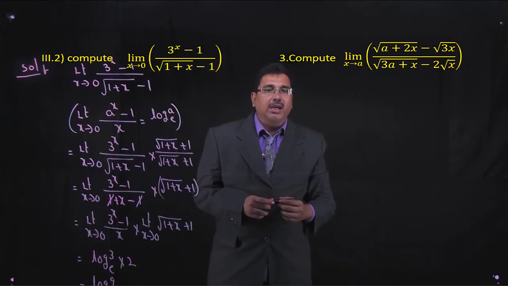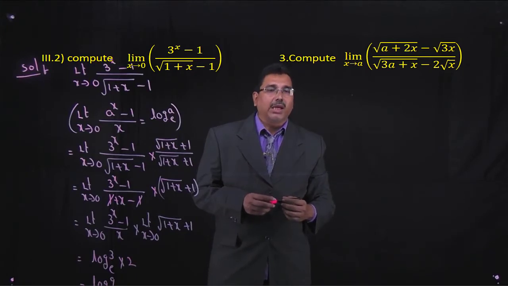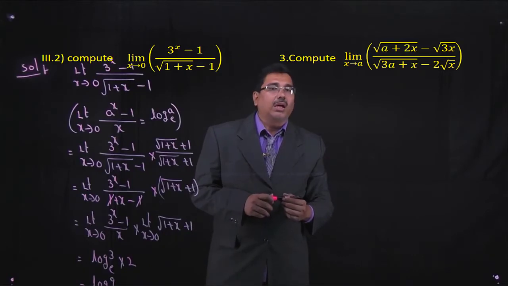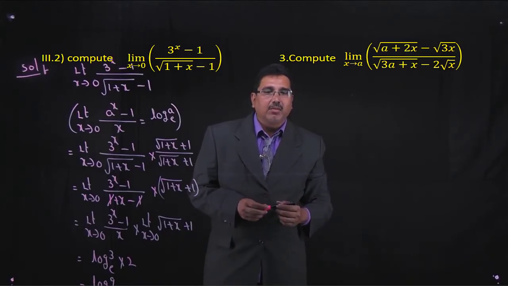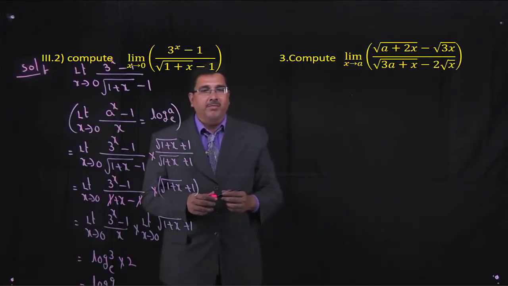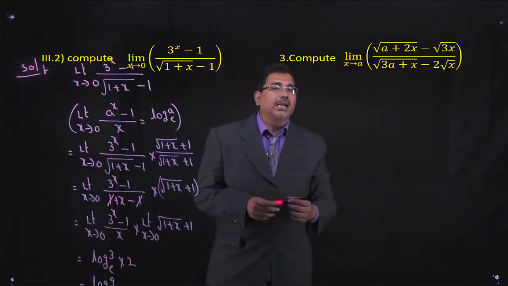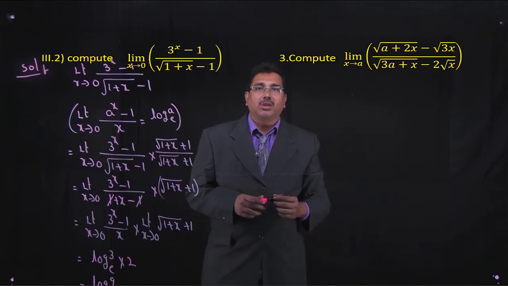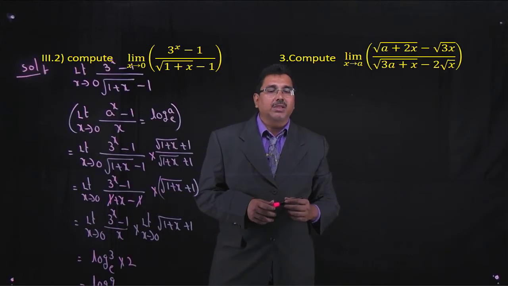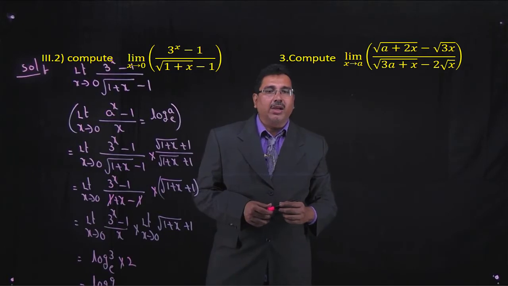Compute limit x tending to a of (square root of a plus 2x minus root 3x) by (square root of 3a plus x minus 2 root x). In this problem, rationalizing both numerator and denominator. Here both numerator and denominator contain irrational terms, so rationalize both numerator and denominator.